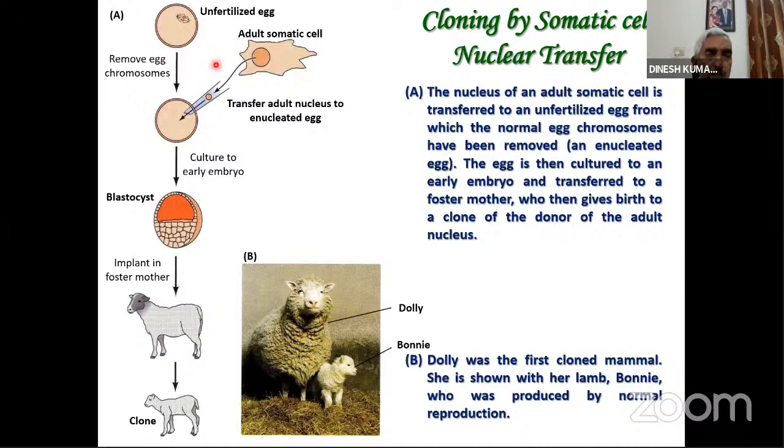In 1997, Wilmut took an unfertilized egg and removed its nucleus. Thereafter, he took an adult mammary gland somatic cell, took its nucleus, and transplanted it into this egg. After transfer, this cultured embryo is implanted in a foster mother, and then a clone is formed in the form of Dolly.